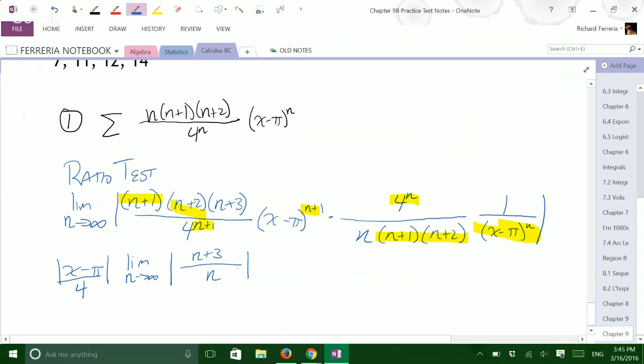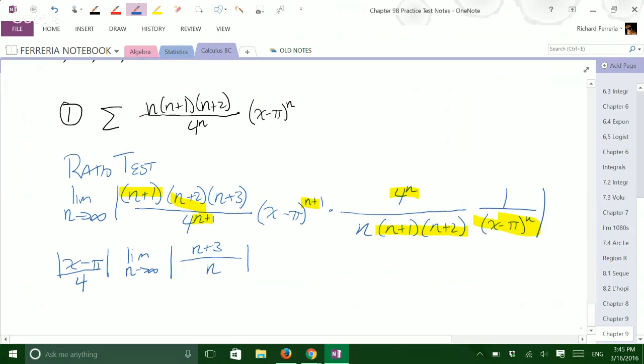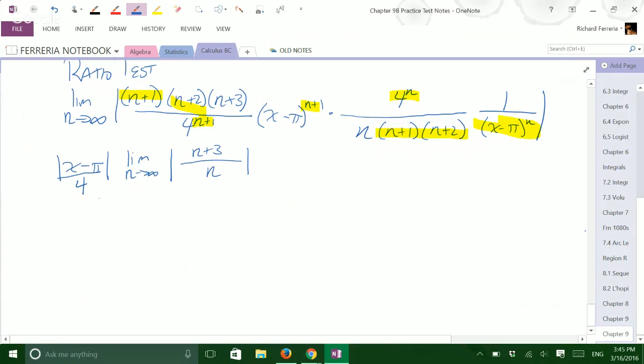Okay, this limit, again, I really hate for you to be doing L'Hopital's rule over and over again for these really simple limits. Please figure it out. N plus 3 over n, that simplifies to n over n. That limit is 1. So this limit is 1, giving us absolute value of x minus pi over 4 needs to be less than 1. Simplified, x minus pi needs to be less than 4.